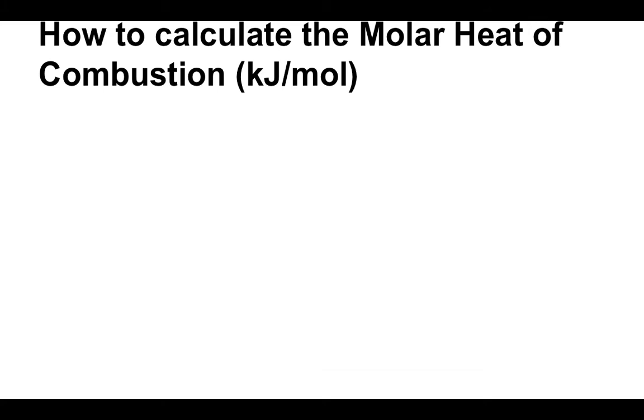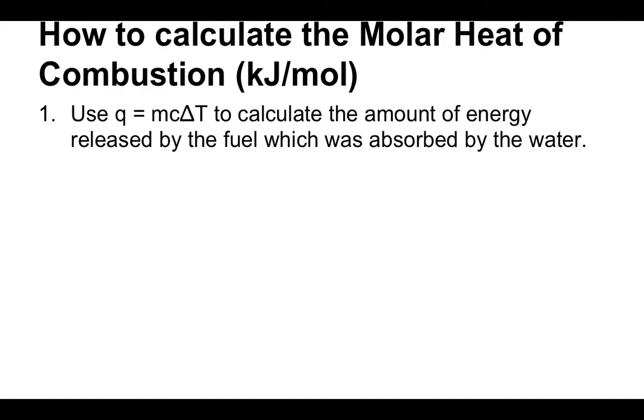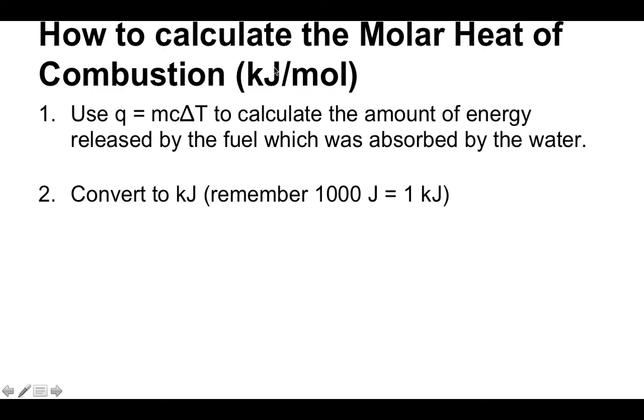How to calculate the molar heat of combustion? It's similar to those steps, except there's one more step to add. So again, you're going to use Q equals MC delta T to calculate the amount of energy released by the fuel, which is absorbed by the water. Again, we're trying to figure out the energy component here. We need to convert that into kilojoules.